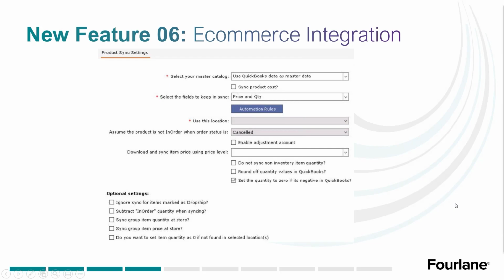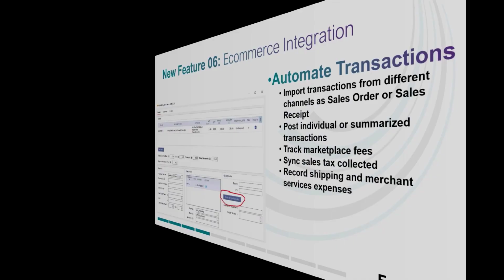So again, we already mentioned you can keep price and quantity in sync. Other things you can do, round quantity values. So if you have some crazy quantities in QuickBooks, you can set quantity to 0 if it's negative in QuickBooks. So lots of different options when it comes to syncing.